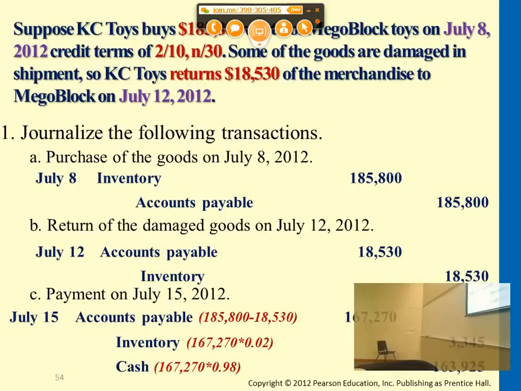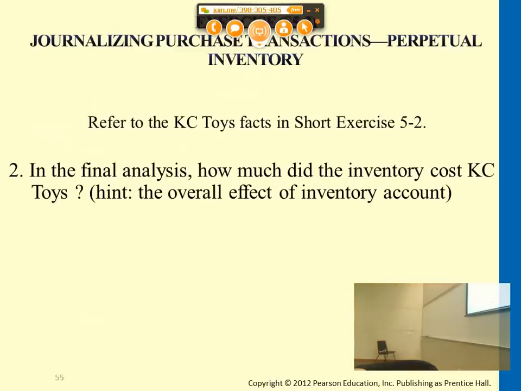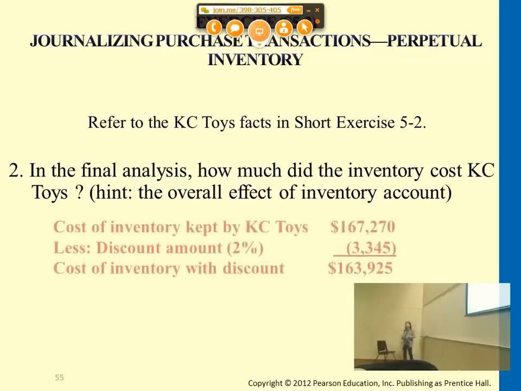So the next question for this problem was, in final analysis, how much did the inventory cost this company? So the overall effect of all these three transactions. Now this problem didn't mention freight charges, so you don't have to worry about freight charges. This particular problem, we don't have the case. So for the overall analysis of inventory cost here, you have the original purchase price, you have the returns part, which reduces the inventory, and you have discounts offered by the seller. Overall effect would be using this amount minus this and minus this.